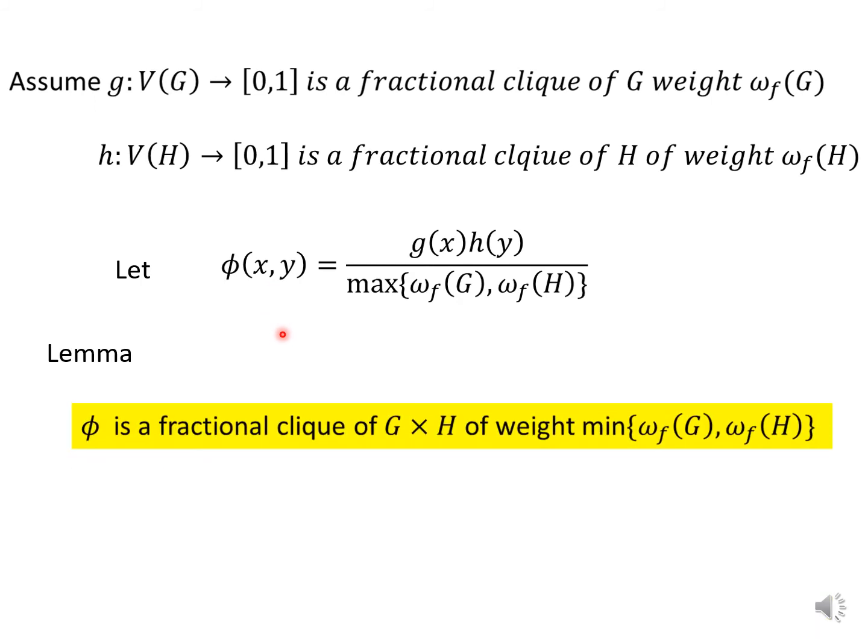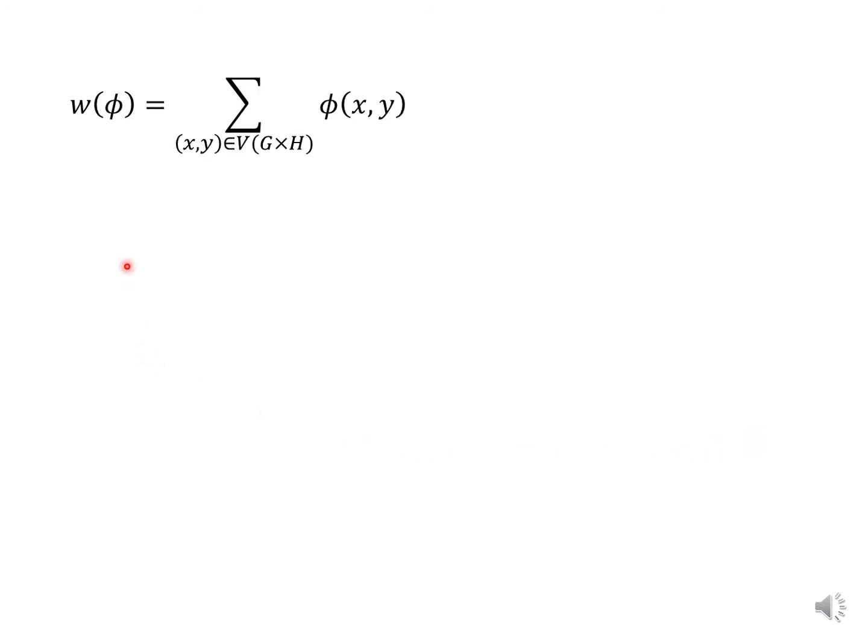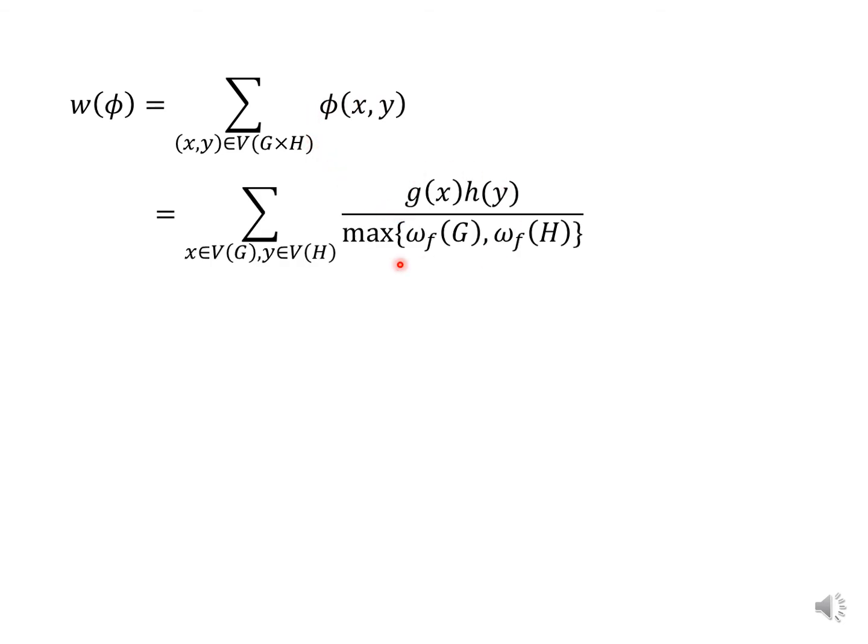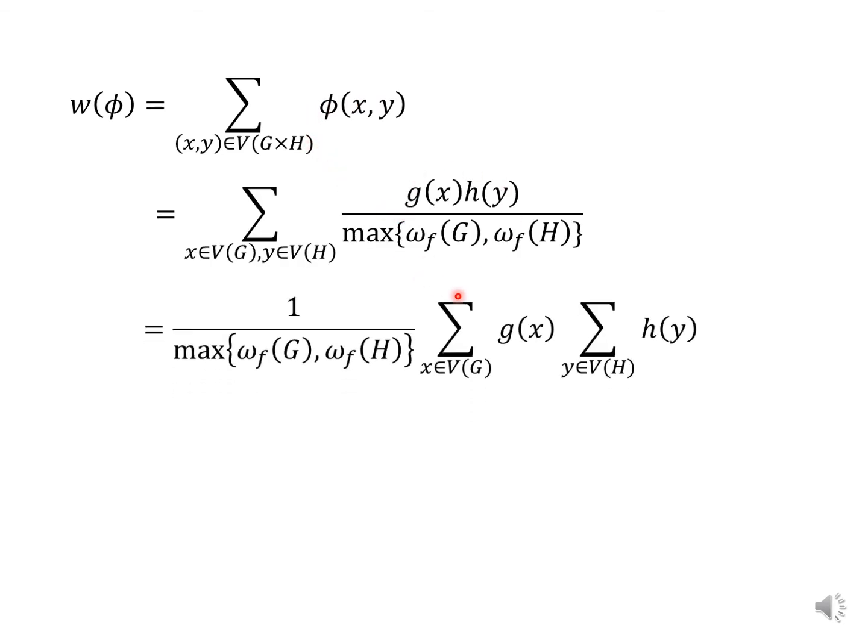Phi is a fractional clique of the product graph of weight, which is the minimum of the fractional clique numbers of these two graphs. So let's first calculate the weight of this weight assignment. The weight is just the summation of the weight of all the vertices. Plug in this formula, and then sum separately: first sum according to y, and then sum along x.